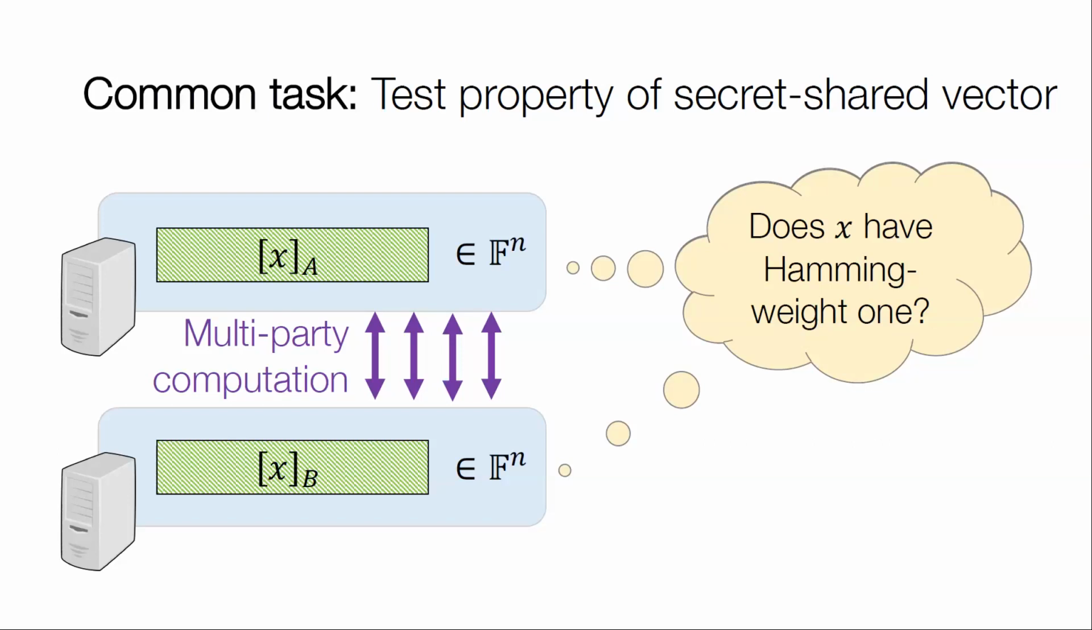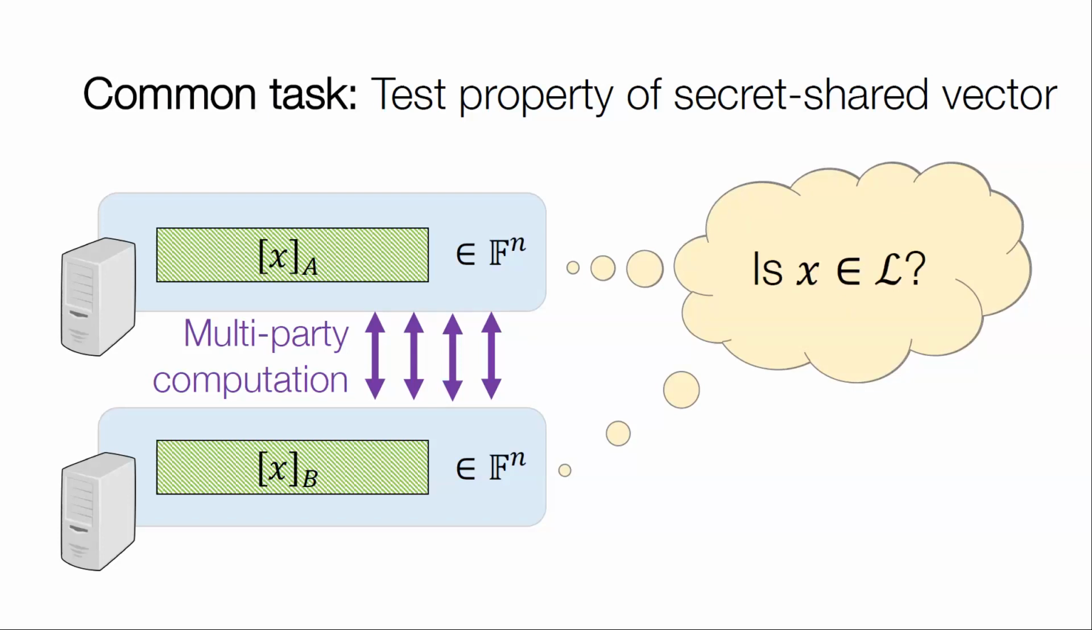So, all right. You have a big vector that's secret shared amongst a number of servers, and the servers want to test some property on the vector. So, for example, does this vector have Hamming weight 1? They want to do this without revealing anything else about the vector. More generally, you can think about the servers wanting to test whether this vector X is in some language, say the language of vectors of Hamming weight 1 or something else.